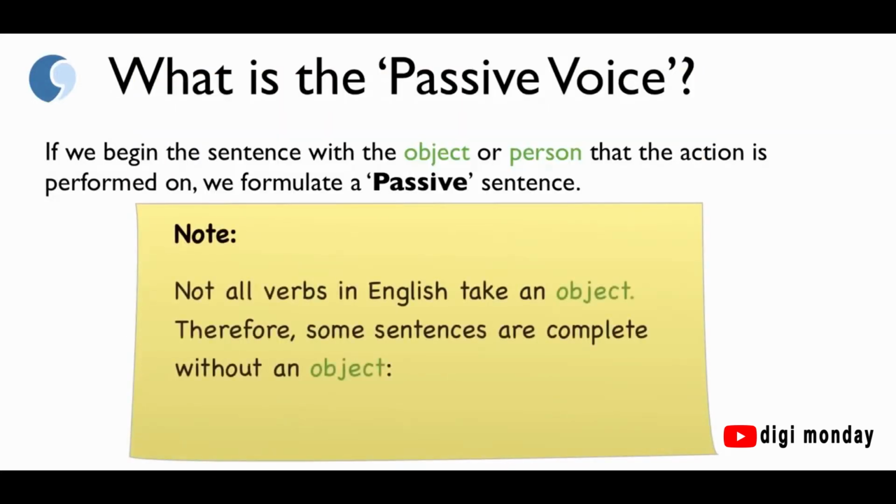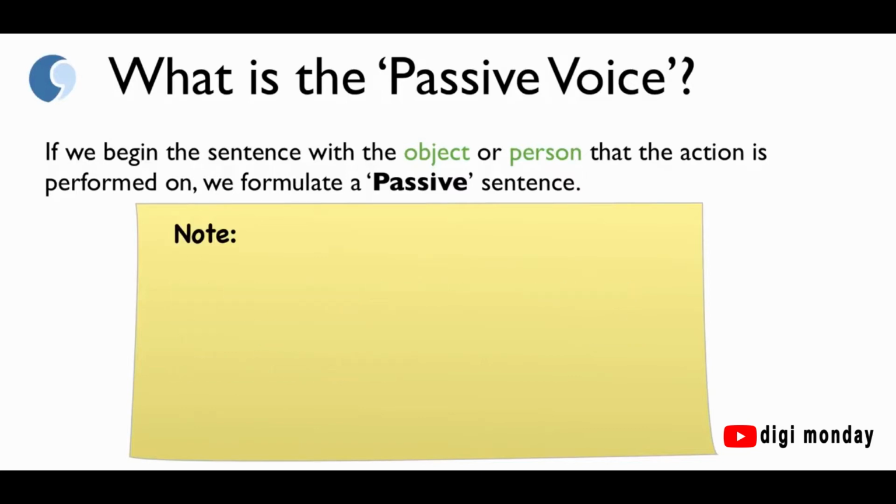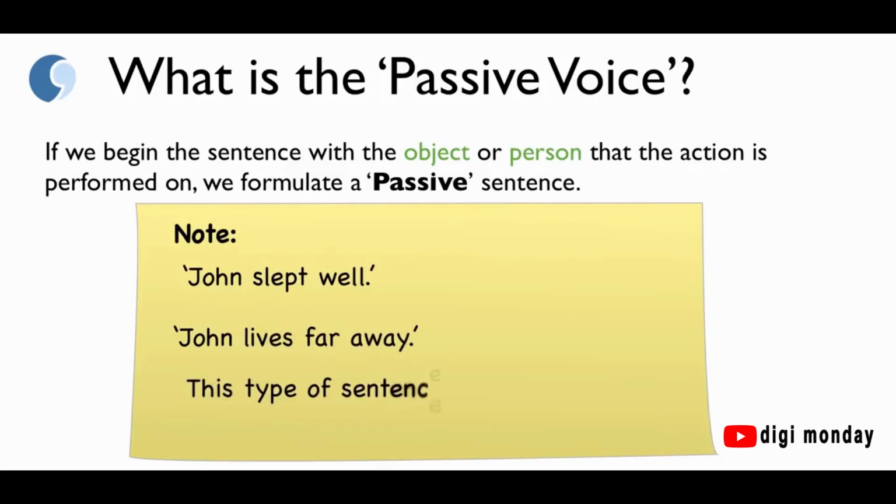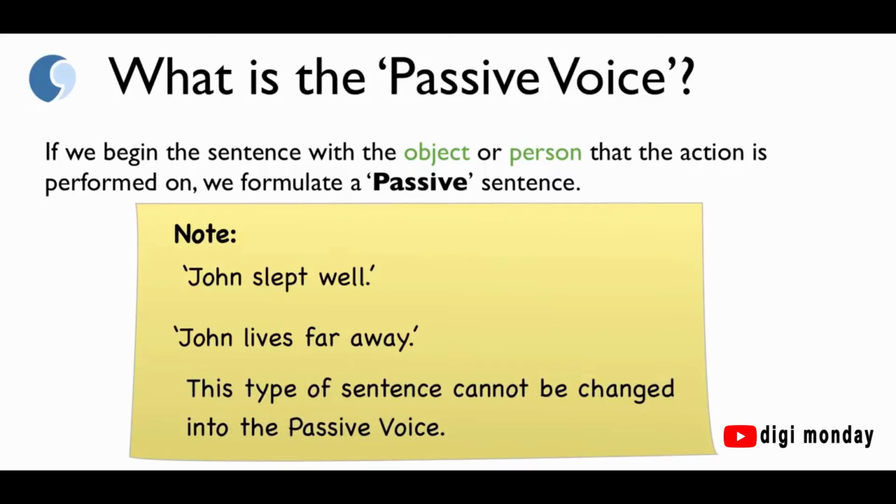Note: not all verbs in English take an object. Therefore, some sentences are complete without an object. For example, John sleeps well, or John lives far away. This type of sentence cannot be changed into passive voice.